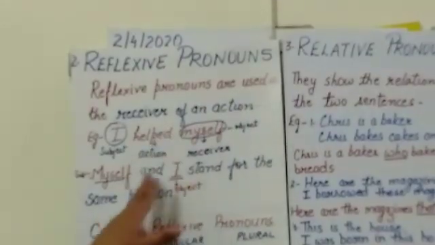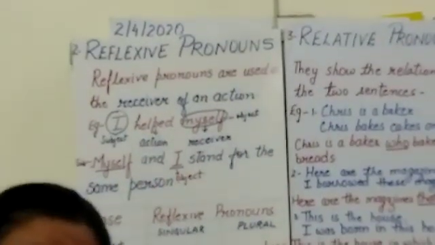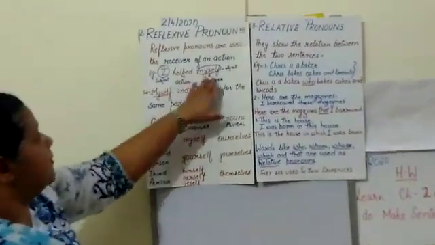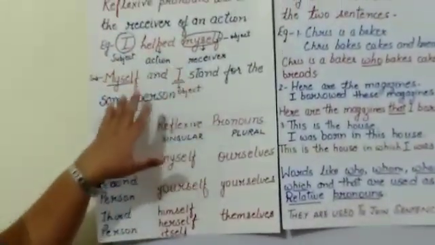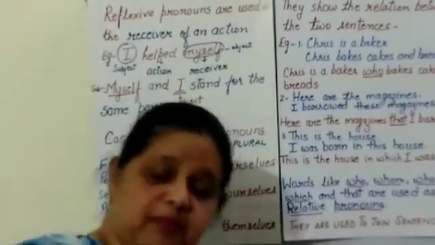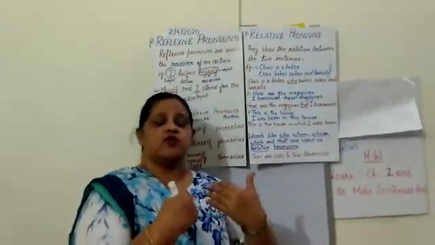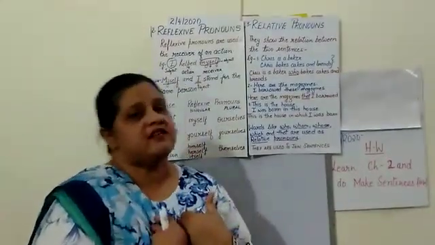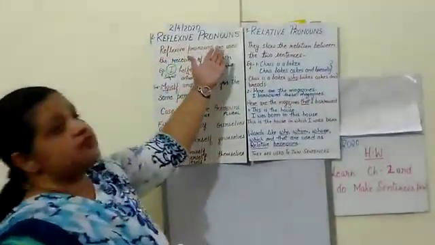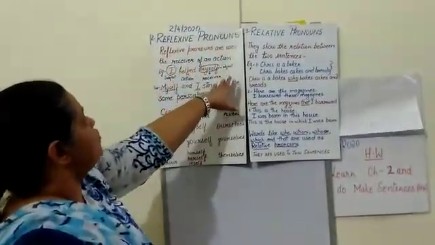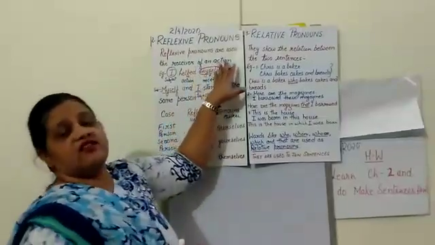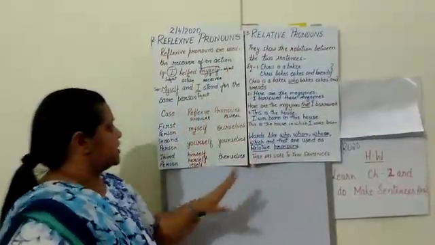So receiver of an action is also agreeing. And secondly, the subject and object are the same person. Myself and I stand for the same person. If I am talking about myself, I and myself stand for me, that is the same person. So here reflexive pronouns stand for the same person, and they are the receiver of an action.